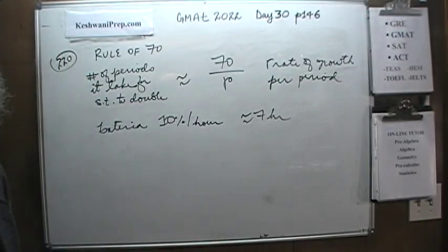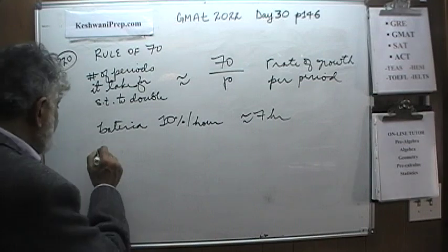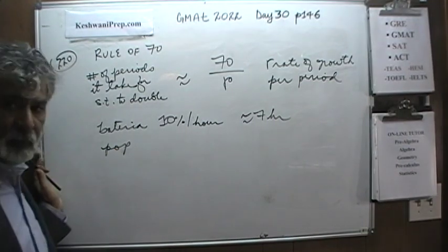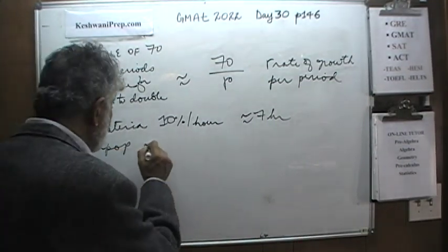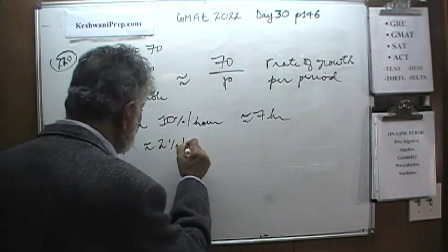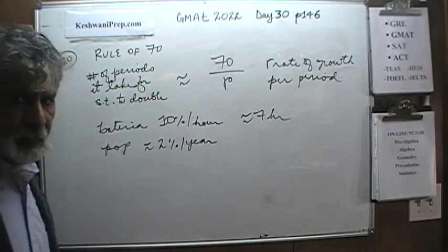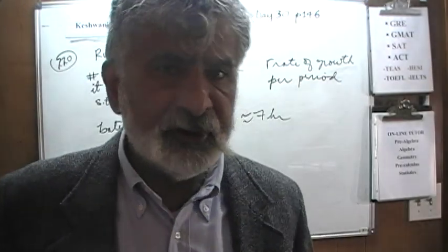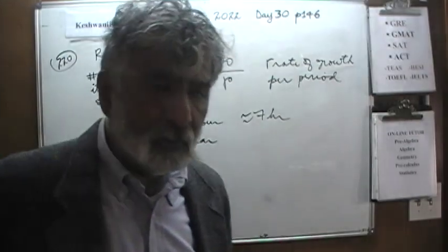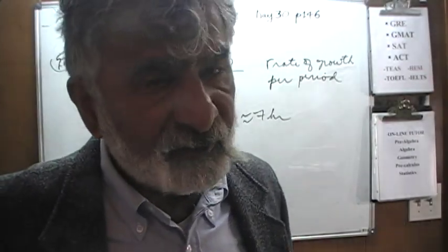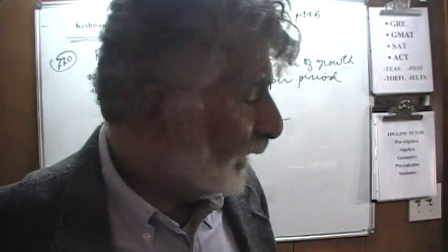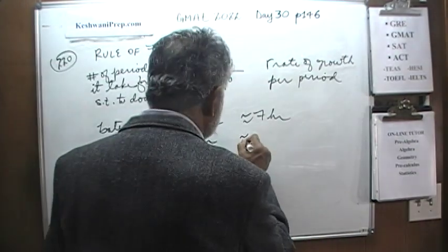Similarly, if you have a country and you're told that the population of the country is growing at about 2% per year, it may not sound like a lot, but it is a lot. Why is it a lot? Because a population growing at 2% a year does not take 50 years to double in size. It takes only about 35 years.